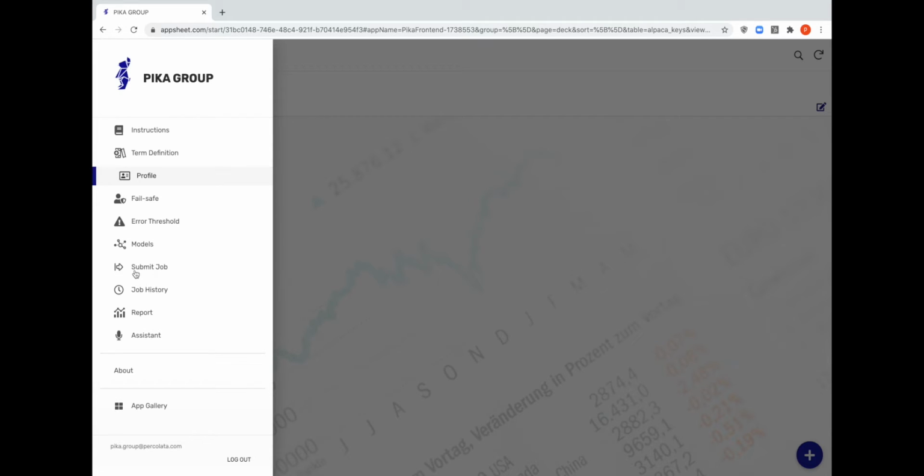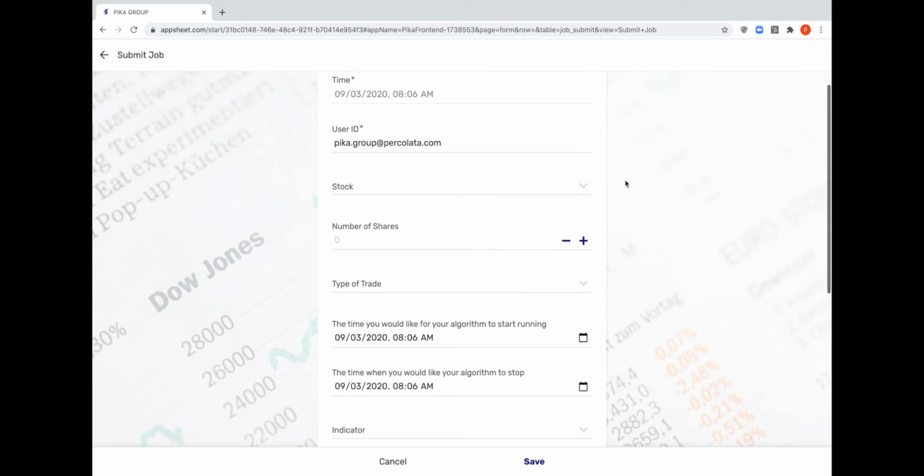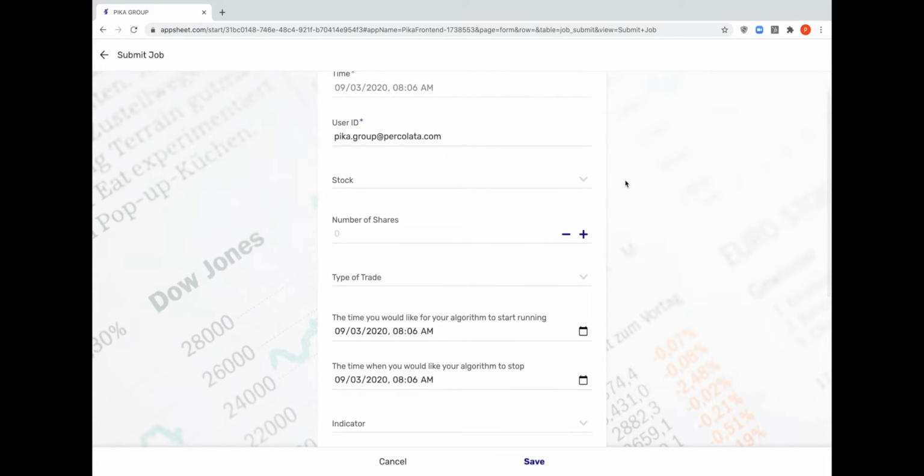Now we'll move on to the submit job section, where I'll show you how to deploy your algorithms. Here you will see a form that will pop up, and at the top of the form you're going to see a timestamp which will indicate the current time. This will be useful for looking up when each algorithm was deployed, which can be found in the job history section. Then you're going to be asked for your user ID. Your user ID is your email and will be automatically generated for you.